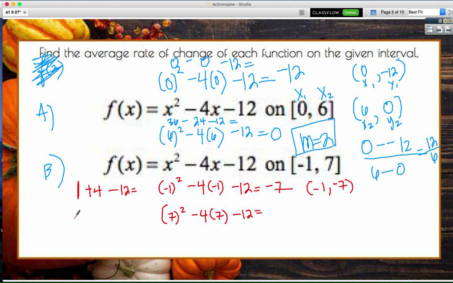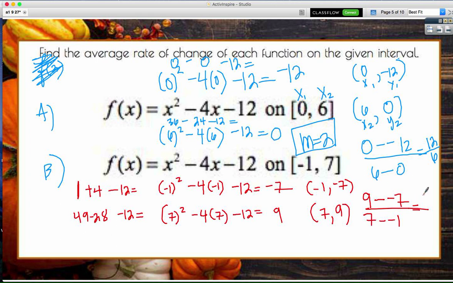So the second one, we have 49 minus 28 minus 12. So what would that come out to give us? 9. Okay. So we had our other ordered pair 7, 9. Once we had our two ordered pairs, it's just back to what we've been doing. y2 minus y1, so 9 minus -7 over x2 minus x1, 7 minus -1. So those double negatives are really like pluses, so that's really a 16 over 8. So this one also came out to be a +2.